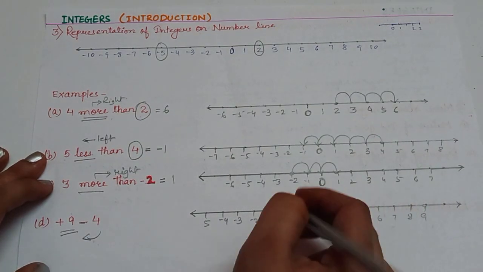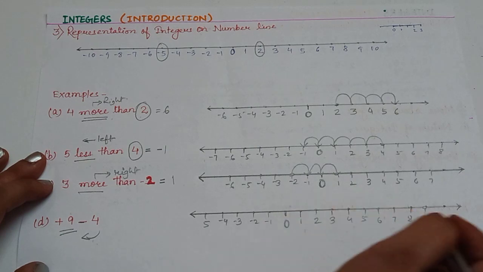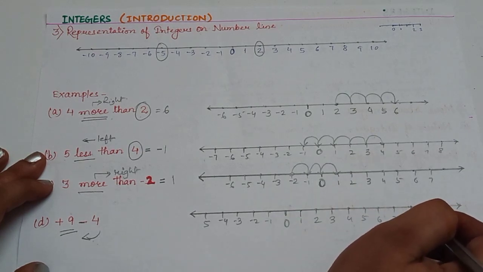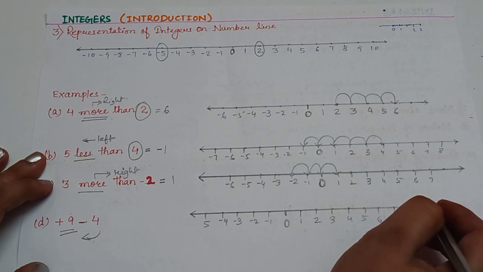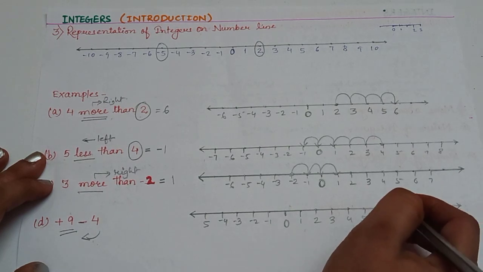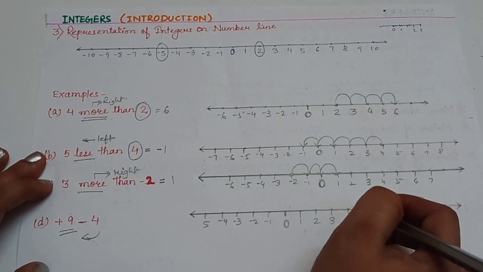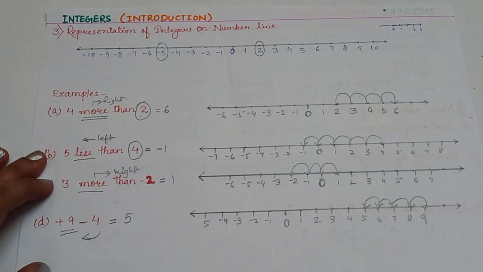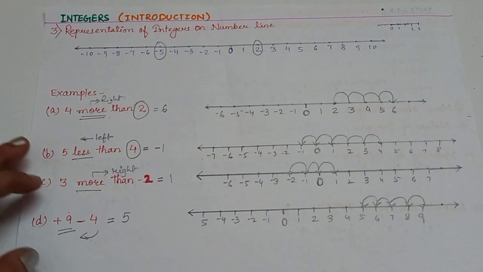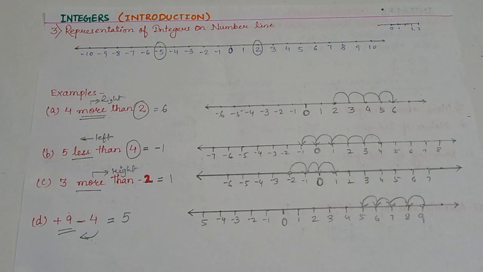So here plus 9. Let's take 9 here and minus 4. So we have to move to the left. 1, 2, 3 and this is 4. So where are we now? We are at 5. So this type of question is generally asked from representation of integers on number lines.